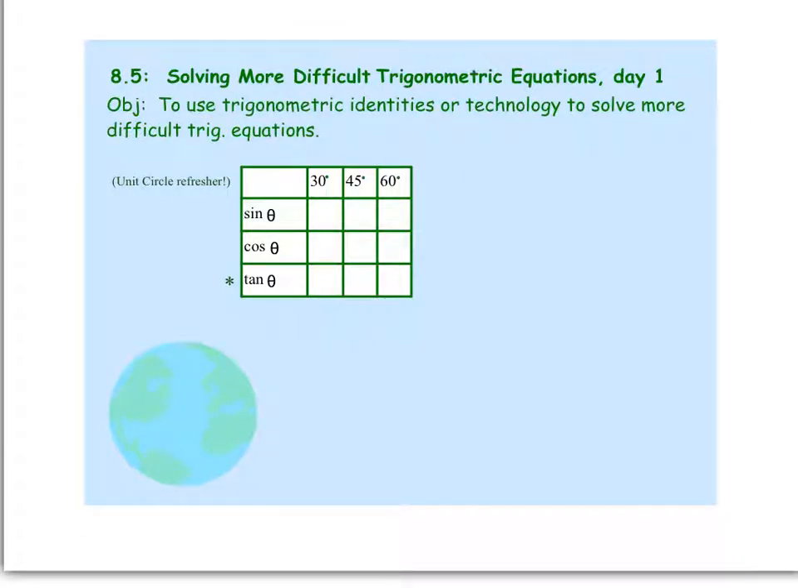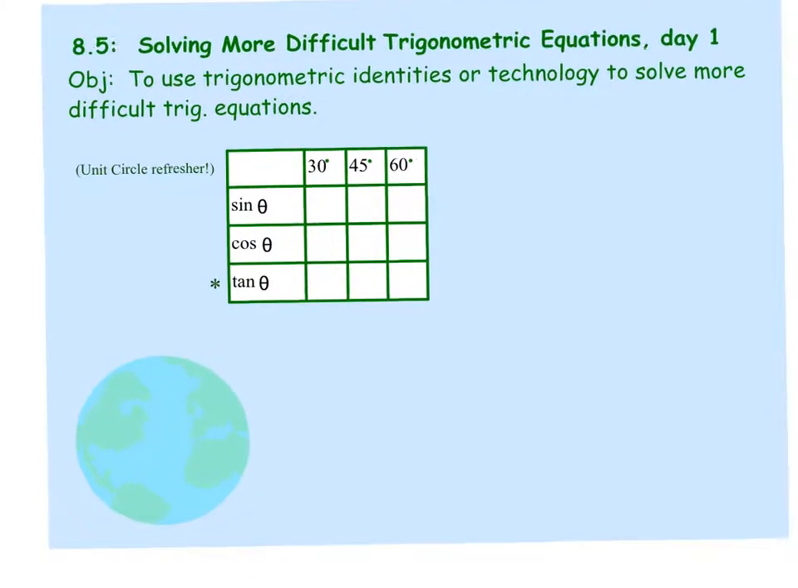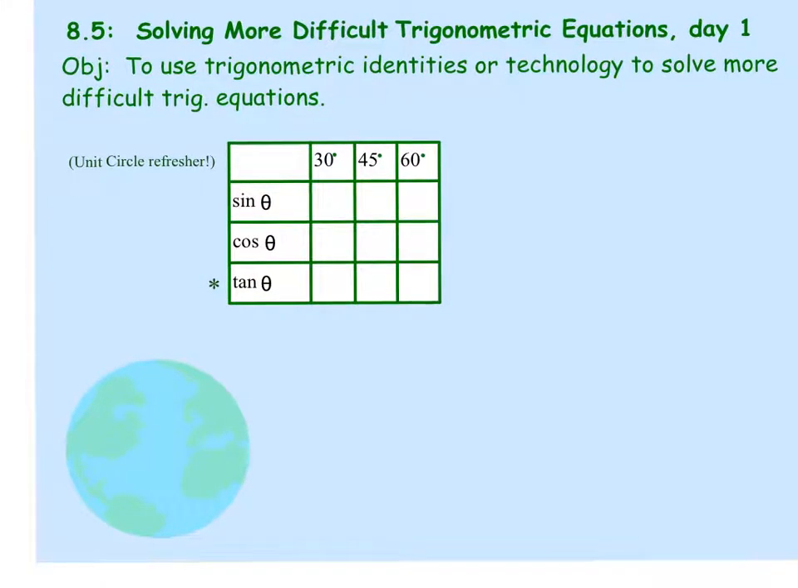All right, here's 8-5, day number 1. Don't be intimidated by the title here, solving more difficult trig equations. It's really solving some different trig equations. We've solved plenty, and to be honest with you, I don't actually think the ones we're going to look at in 8-5 are harder. This is the same language that the book uses. It calls them more difficult. You be the judge of that, but don't think too much of it. I'm just using the same terminology to be consistent, but I don't think they're harder. To be honest, I think they're different, but some of them are easier than what we've seen.